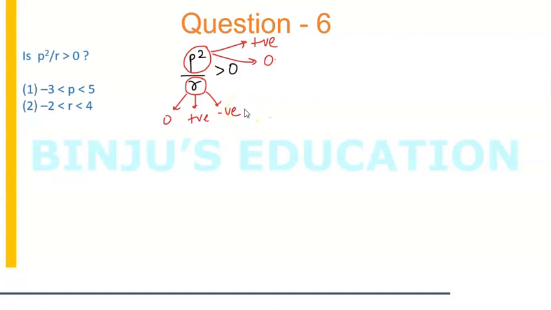Now we just have to look at the two statements, and we actually need to figure out the signs for both p square and r. Like one of them will not do. Like if, let's suppose, p square is positive, then r can be positive as well as negative, right? So I basically need the signs for both of them.